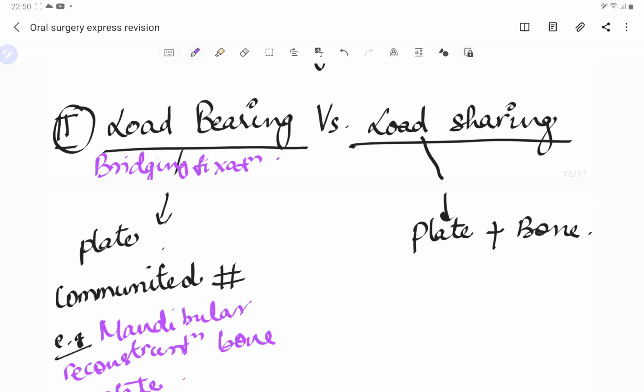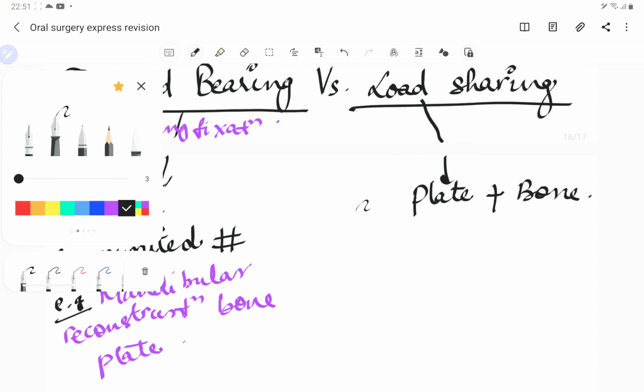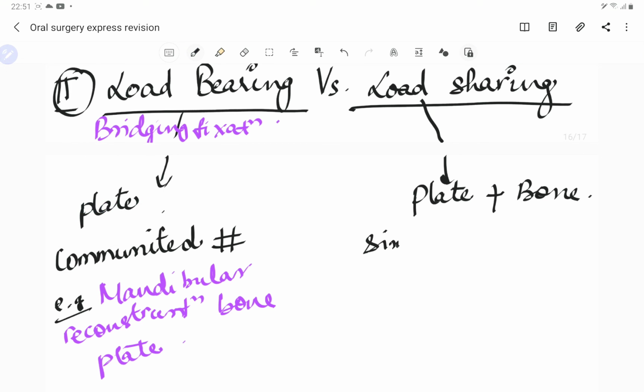Now, coming to load sharing, it is a kind of internal fixation that is of insufficient stability to take up all the load. So the functional loads are taken up by the bone as well as by the plate. This is seen in the case of simple fractures. In a simple linear fracture, we see that there is a load sharing kind of fixation.